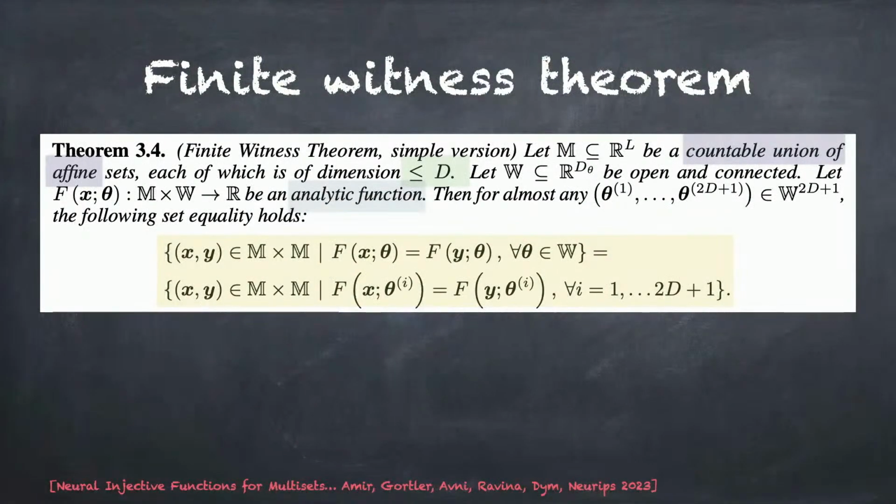Another important thing is that if the dimension is capital D, then we need 2D plus 1 witnesses, so to speak. And this capital D you can think of as the intrinsic dimension. So you have this set, whatever it is, and if its dimension is up to capital D, then you'll need only 2D plus 1. We'll see soon where this will be helpful as an example.